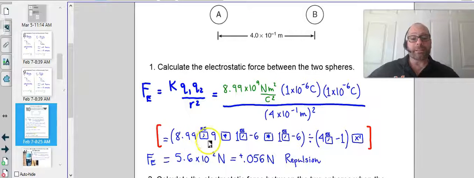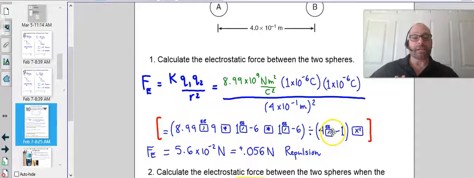So 8.99 times 10 to the 9th, there's your scientific notation, multiplied by, and now you have 1 10 to the negative 6 times 1 10 to the negative 6, close your parenthesis, divided by 4 10 to the negative 1, and hit the x squared button. This is very important because when you get this order of operations correct, it'll return a result of 5.6 10 to the negative 2 newtons. And since it is a positive value, and they're both positive charges, it's repulsion.